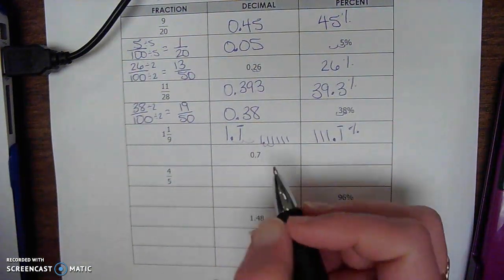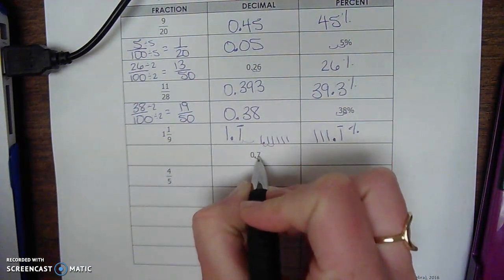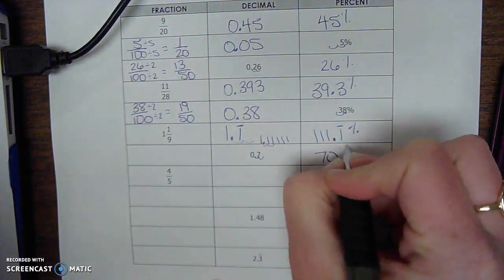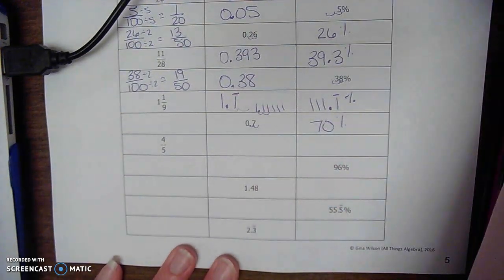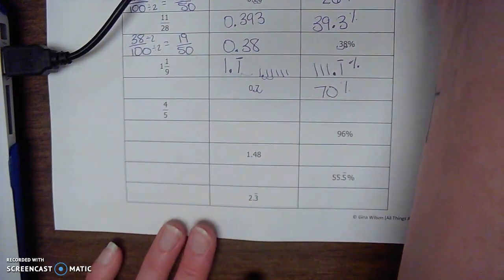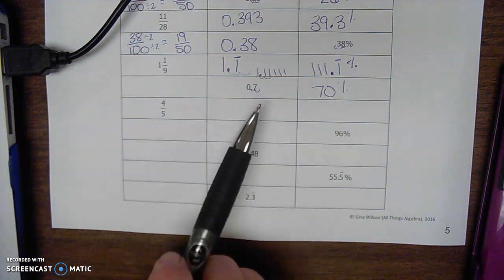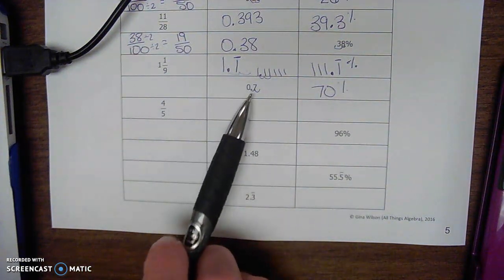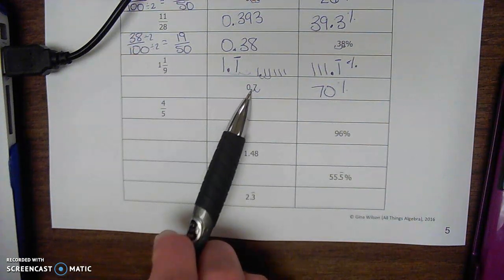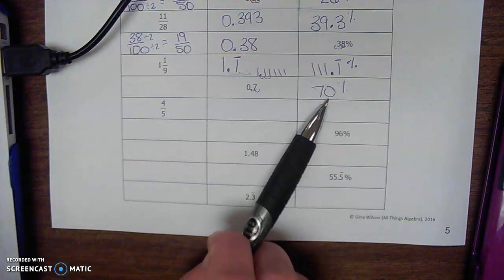This one we have to be careful with as well. 0.7, when we move it twice, that means 70%. One thing hopefully we know is that half is 50%. So 0.5 changes to 50%. A lot of people accidentally put 7% for this one. 0.7 is bigger than 0.5, so bigger than a half. So this has to be bigger than 50%.